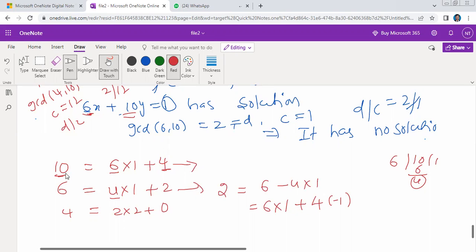10 is equal to, acha. Our question is 6x plus 10y, right? Okay. Small change. 6x plus 10y, right? 6x plus 10y is equal to 1. What is the GCD, sir? 2, no? Yes, sir. Then what can we write for this?